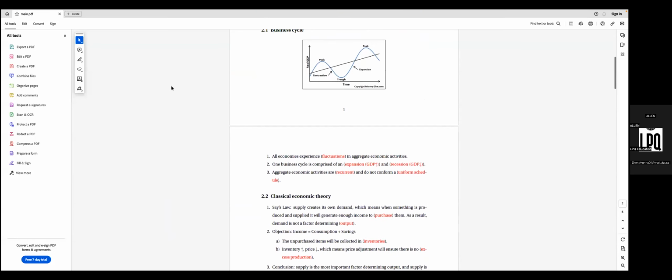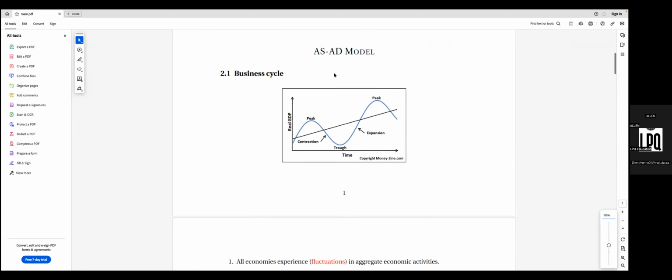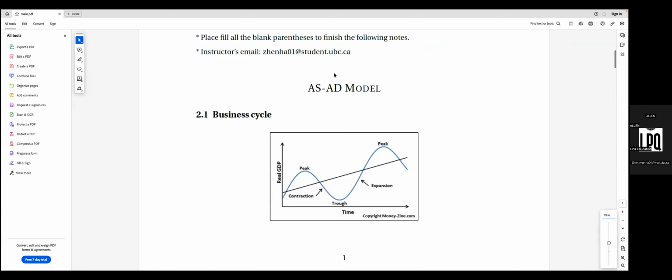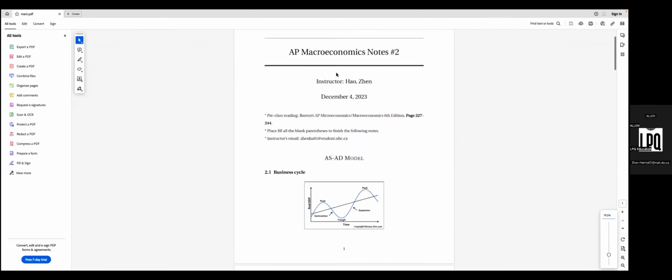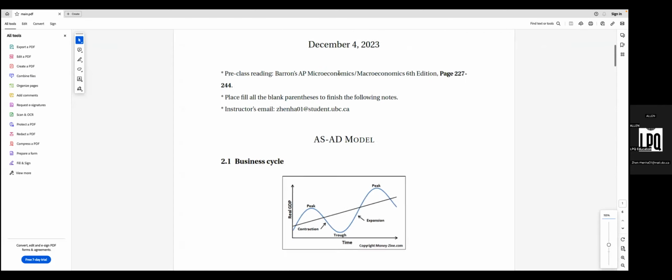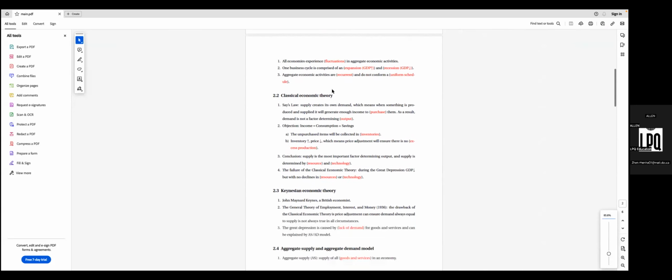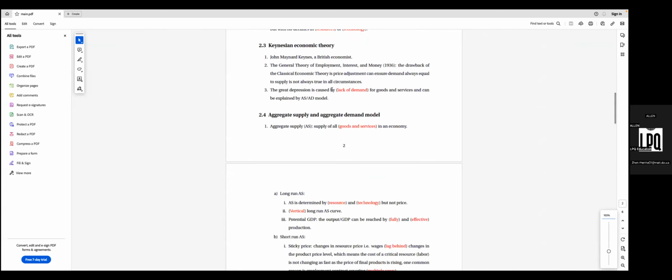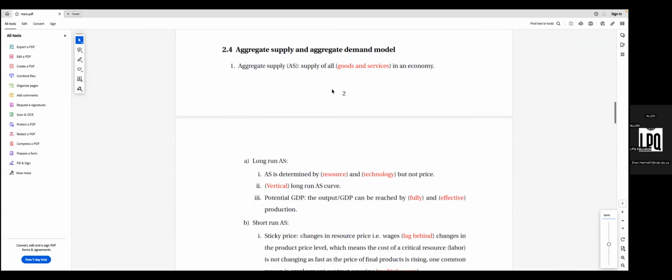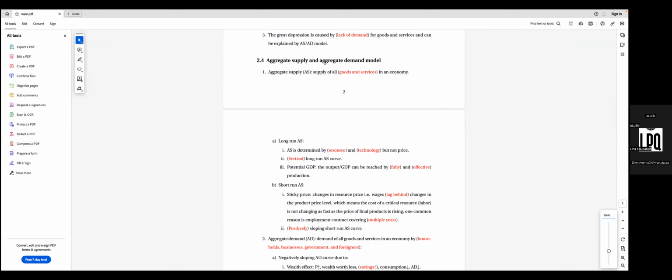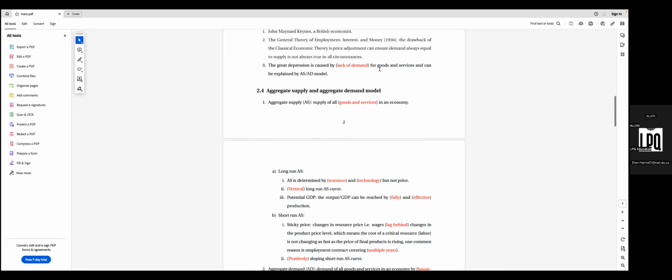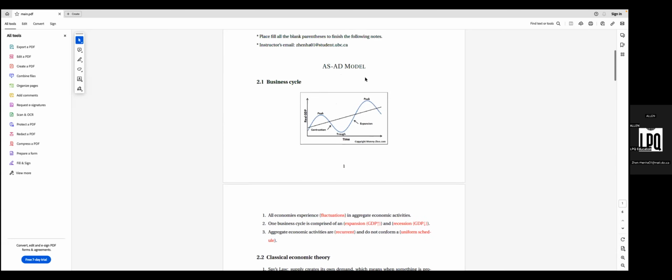So in notes number two, what we are doing is to build a model, a macroeconomics model. They call it the AS-AD model. The title here is called aggregate supply and aggregate demand model. For short, it can be called the AS-AD model.